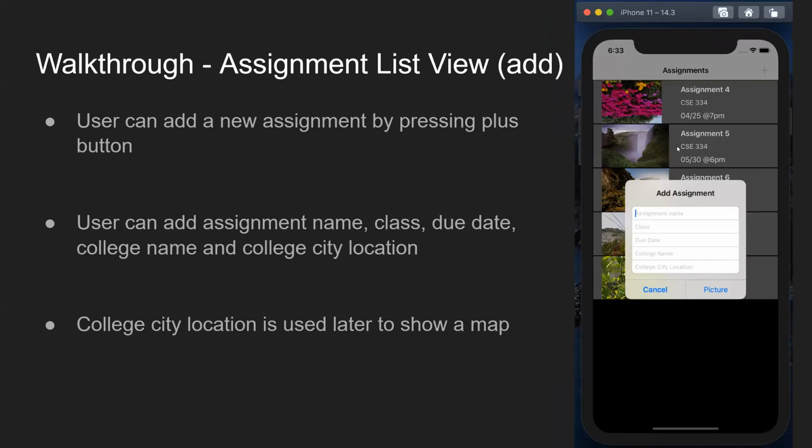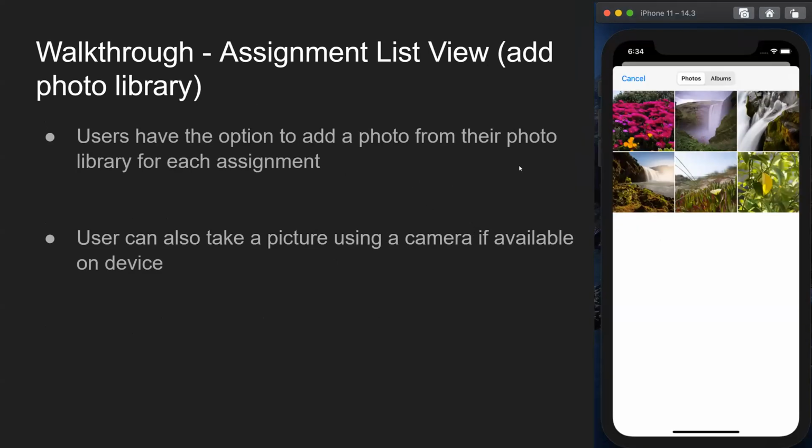When the user wants to add an assignment, they're going to go up here and press the add button. It's going to bring up the add assignment tab. Here, the user can add a new assignment with the name of the assignment or title, the class that the assignment's in, as well as the due date, college name, and city location. The city location is used later to show the map, because when we go to the detail view, it's using that city to show the map.